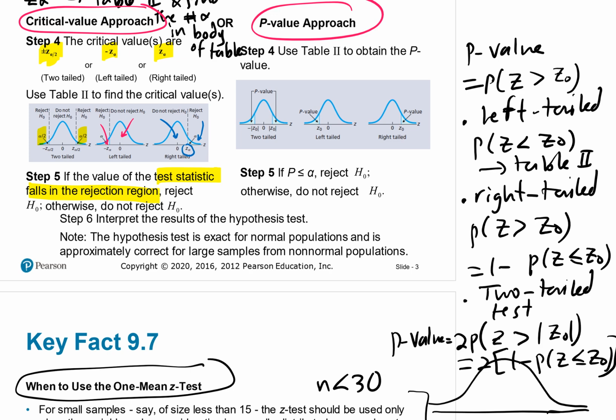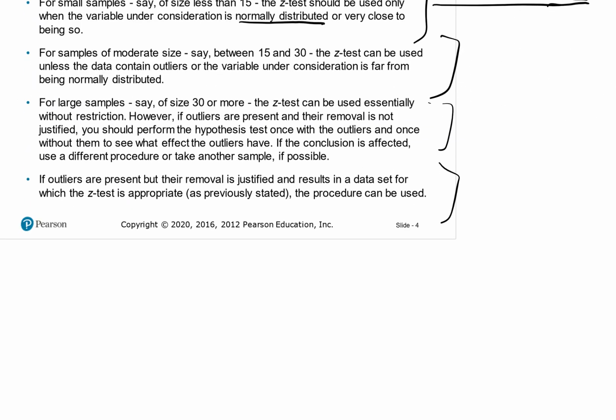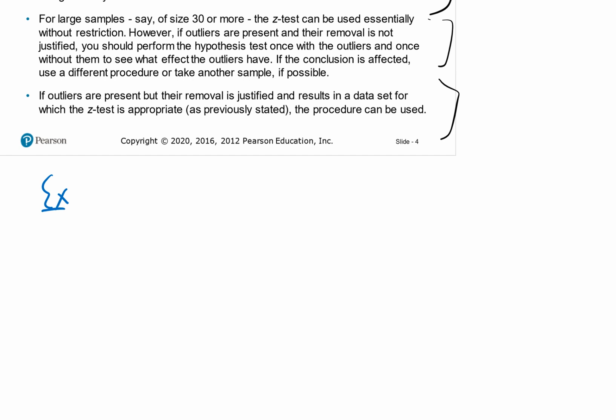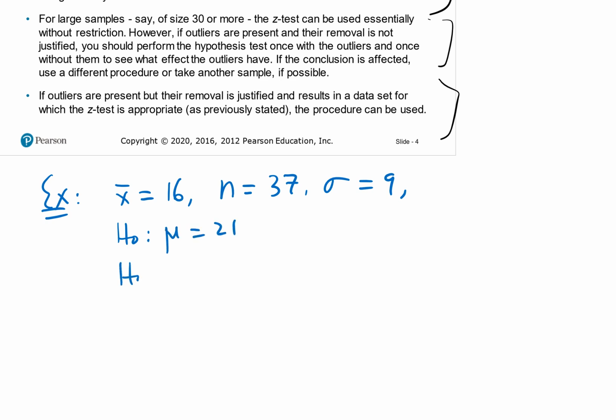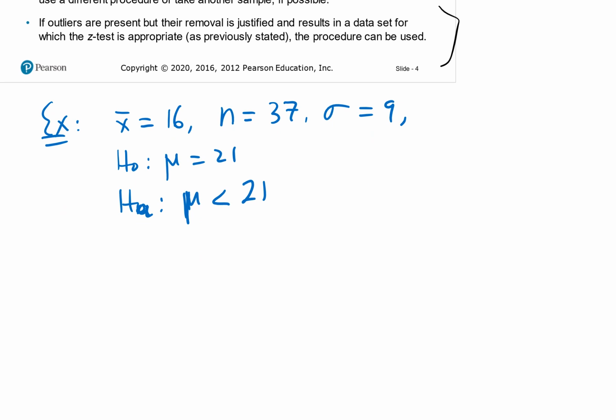This is really important to know how to use. I'm going to show you some examples. Let's say there are no word problems. They give us straightforward: the mean is 16, the sample size is 37, the standard deviation is 9, H0 is mu equals 21, and H1 or HA, the alternative hypothesis, is mu less than 21. We need to use the one mean z-test to perform hypothesis testing at the 1% level.